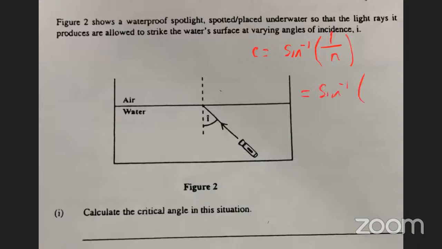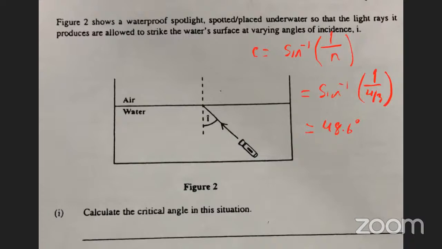So it's sine inverse 1 over 4 over 3, right? Yes. And the critical angle is how much? Maria got 48.6. Check it back, Maria. Sine inverse 1 over 4 over 3, which is what? 48.6. Yeah, 48.6. Okay.